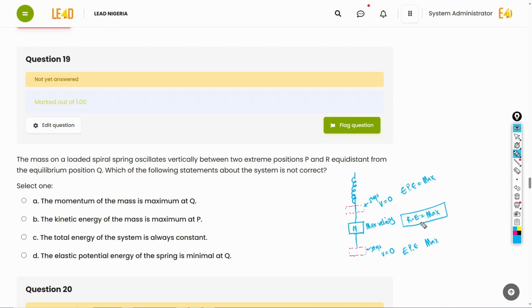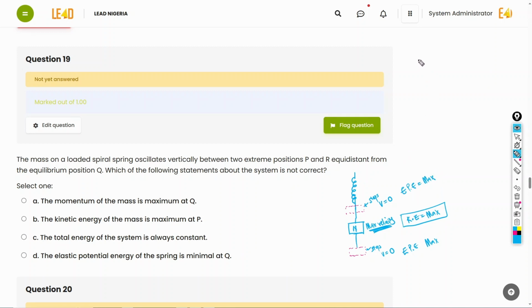Why is kinetic energy maximum? Because kinetic energy is linked to velocity, half mv squared. So if the velocity is maximum, kinetic energy will be maximum. But for the elastic potential energy, it's actually linked to displacement. All right, the formula for this is F is equal to kx.